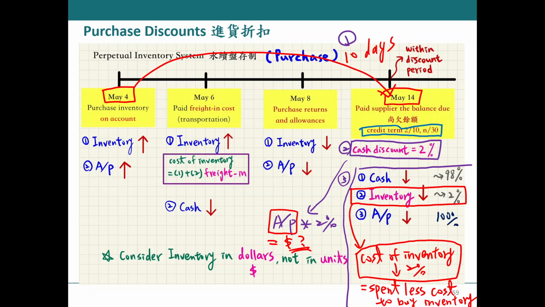Does cash decrease on the debit or credit side? You pay the money, so your cash decreases. Cash decrease goes on the debit or credit?